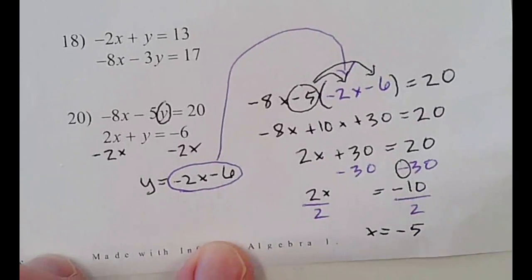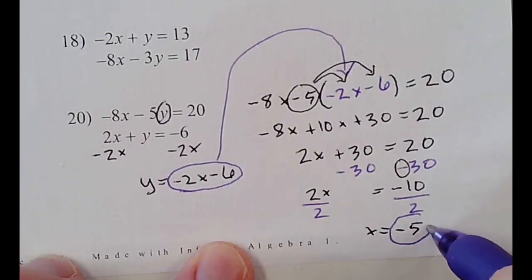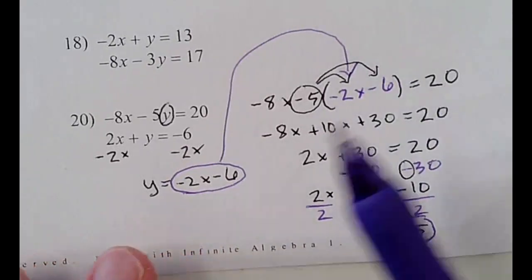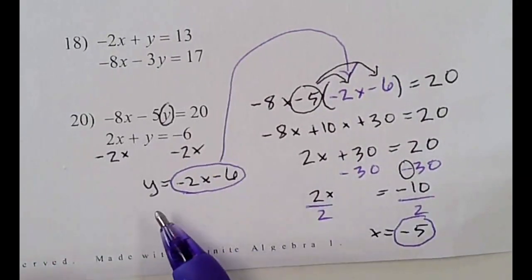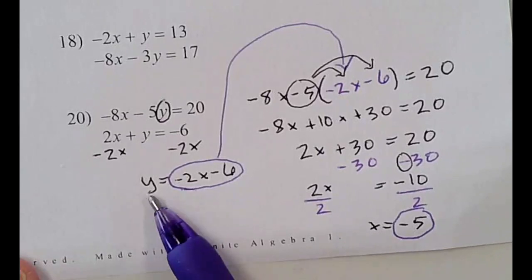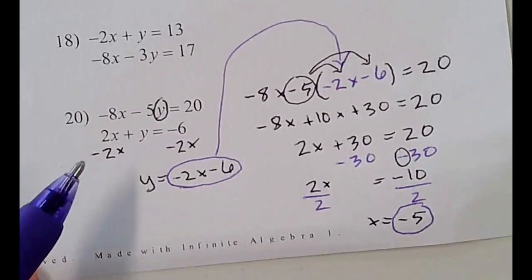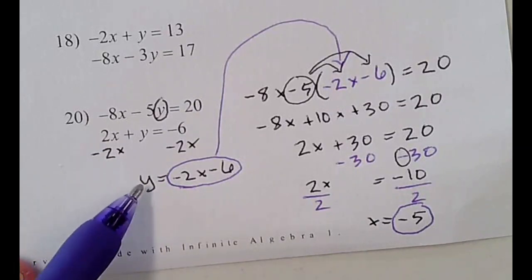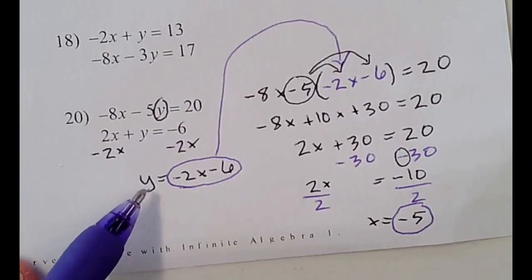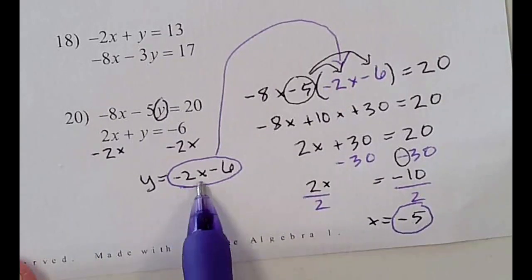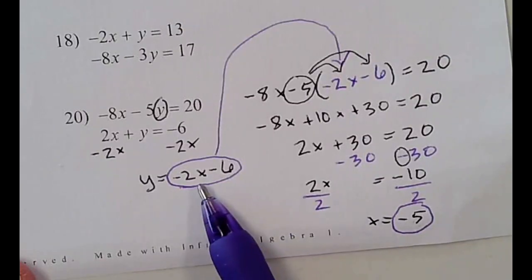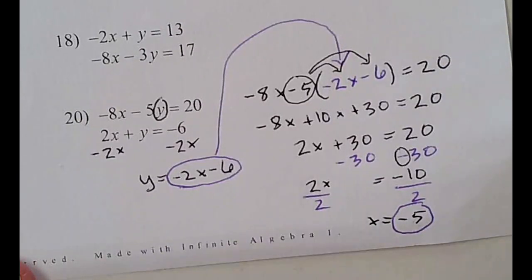So once we find our x, we are not done. We need to plug this back into the simpler equation. Now what's cool is I've already found this. I've solved for y in this one. So I've changed the second equation from this to look like this. So we can actually use this, because this is a true statement. We can use that. So why don't we use this, and that'll be easier for us. So we'll take negative 5, plug it in right there for x, and we'll be able to find y.